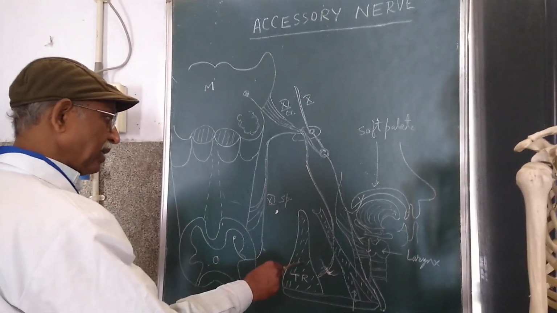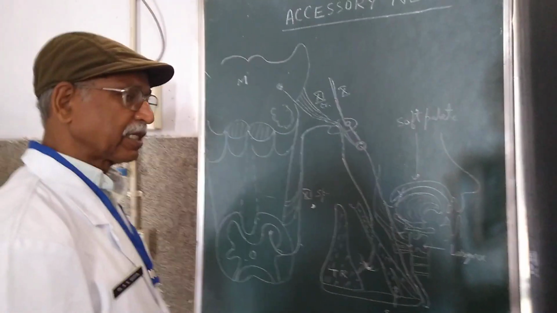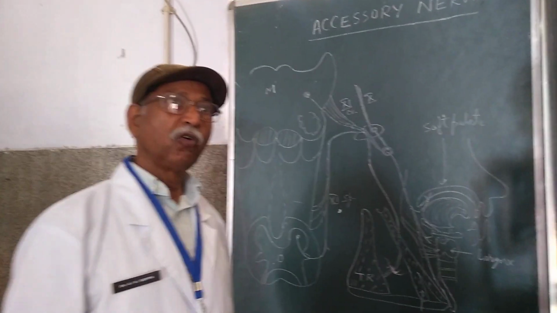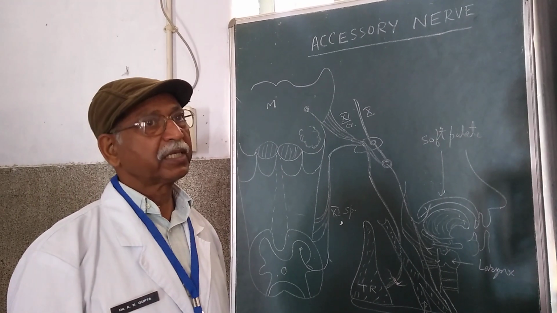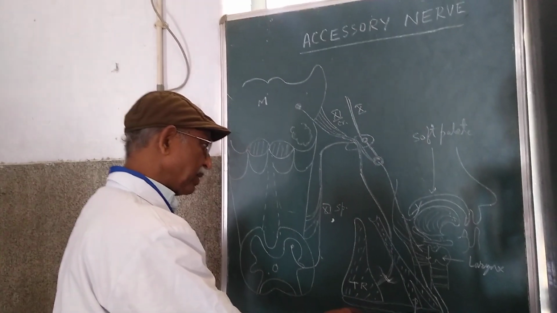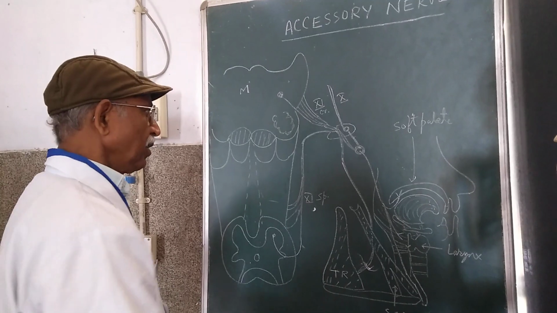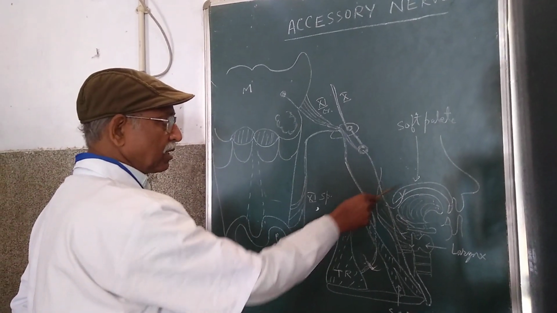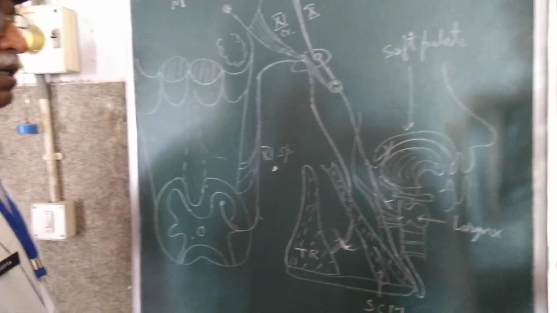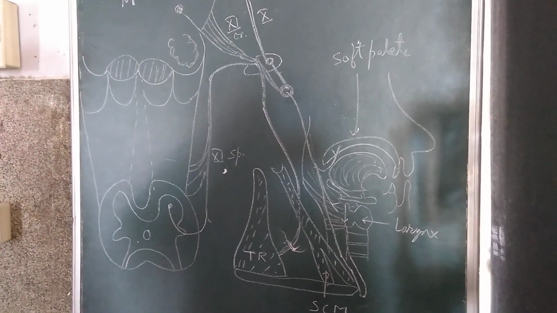These muscles can be tested: the sternocleidomastoid is tested by asking the person to move his face to the opposite side against resistance, whereas trapezius can be tested by elevating the shoulder against resistance, whereas the paralysis of the soft palate and the pharynx can be tested by asking the person to say ah.